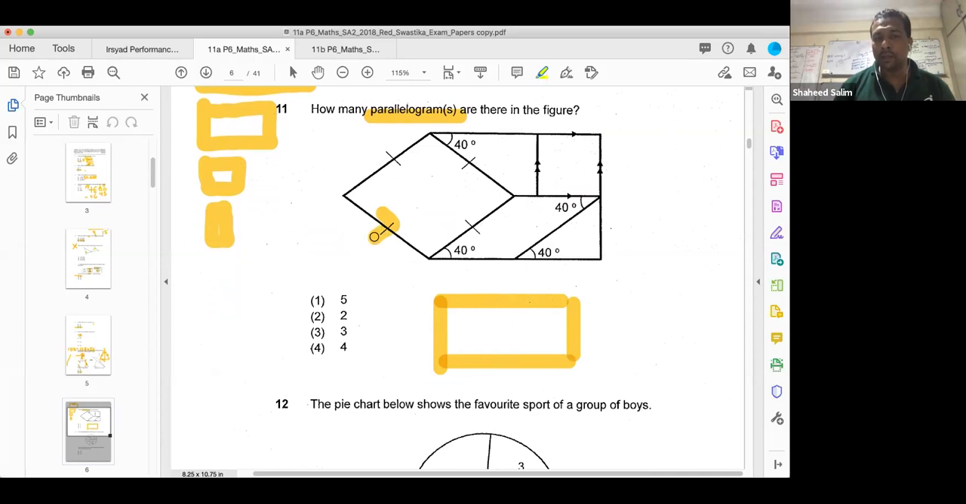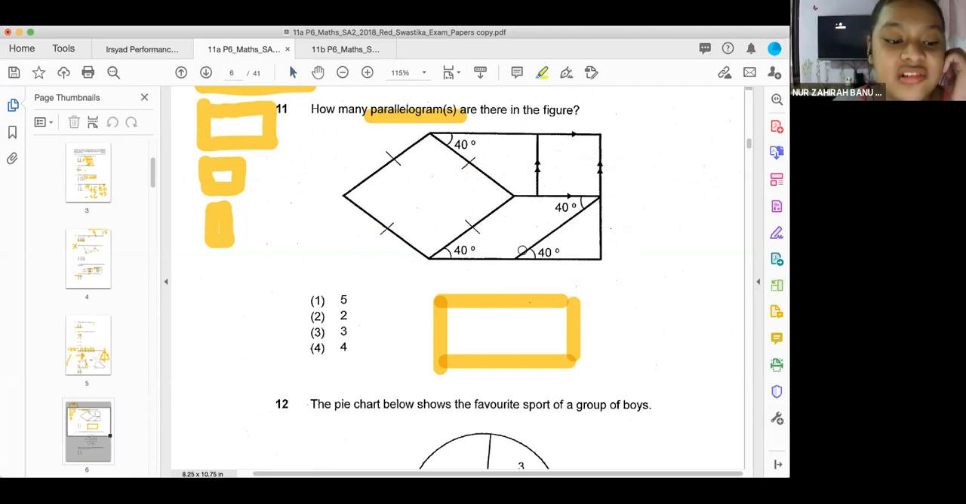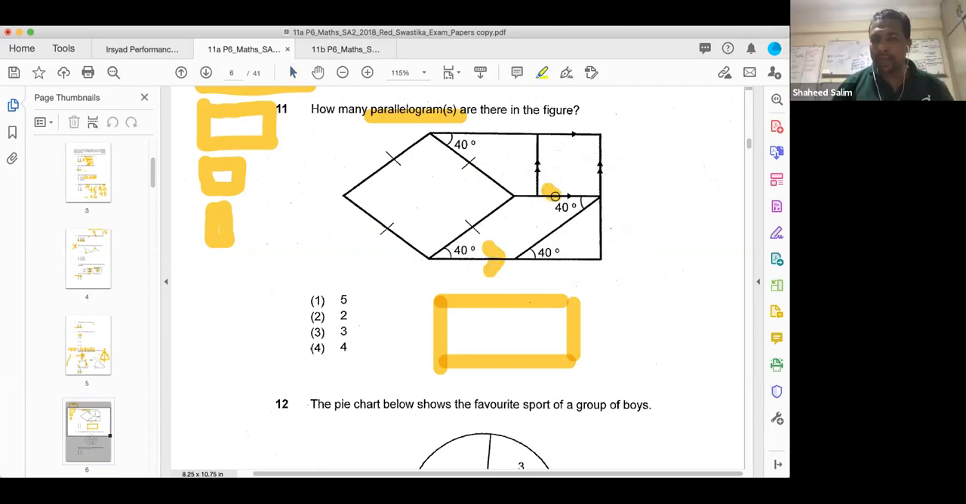Down here now, this is parallel to this. Maybe you don't agree with this. Never mind, we take the one that you know is a parallelogram. Down here, this one you agree is a parallelogram? If you agree, that means one set of parallel lines. This one also has one set of parallel lines here, and another set of parallel lines, two sets. This one also has two sets of parallel lines. How come this one you call parallelogram, this one you don't?